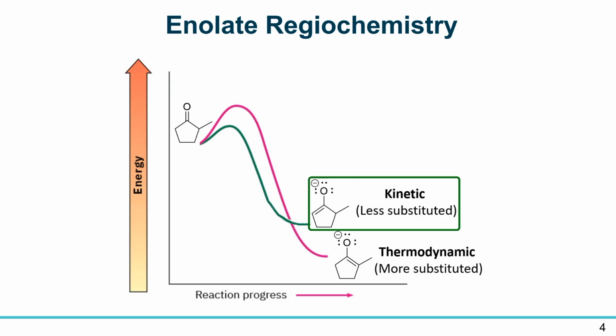The kinetic enolate, shown here with the green line, is less stable and higher energy due to having a less substituted enolate alkene. The kinetic enolate also has a lower activation energy due to the reduced steric hindrance at its alpha position, which facilitates the proton transfer step of the enolate formation.